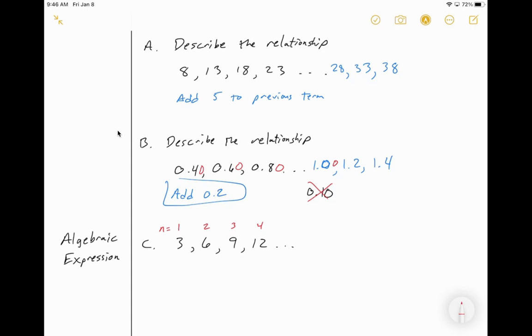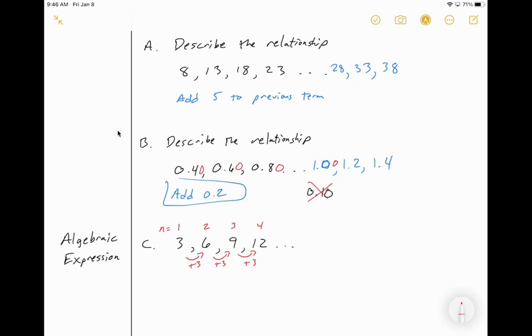I get a 9. Okay, so here's the trick. It's not actually that difficult. I'm going up by 3 each time, right? So your instinct might be, oh, it's easy. It's n plus 3, right, Mr. Leon? Not quite.